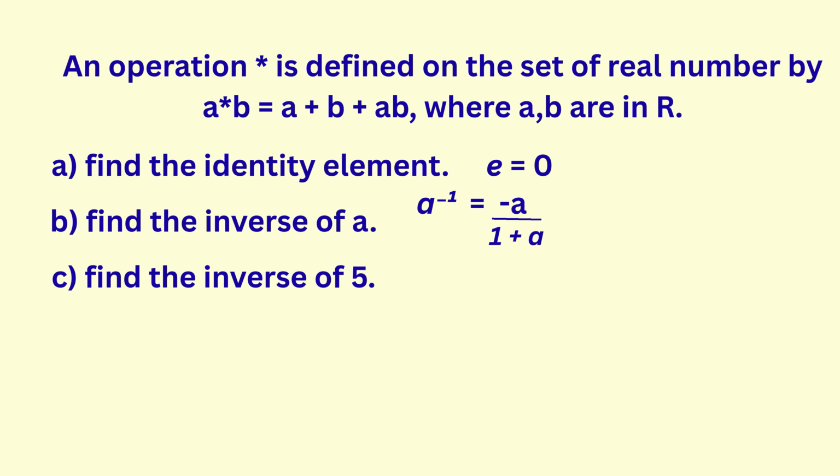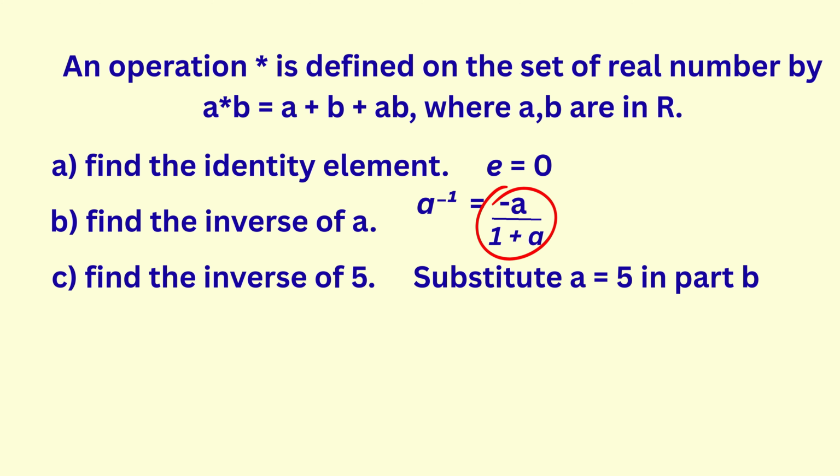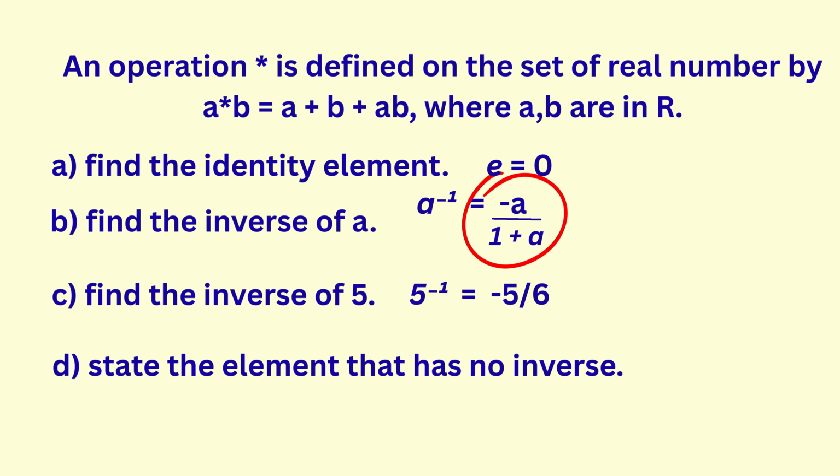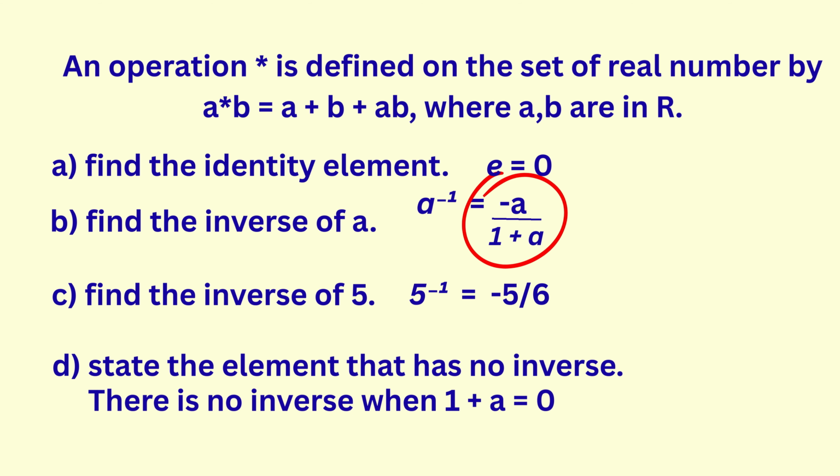To find the inverse of 5, we simply replace a with 5 in the inverse of a formula that we derived in part b. So the inverse of 5 is -5 over 1 plus 5, which is -5/6. To find the element that has no inverse, we go to the inverse formula again. Note that you won't get an inverse if the denominator 1 plus a is 0, since it will be undefined. Solve for a, and we get -1. So -1 has no inverse.